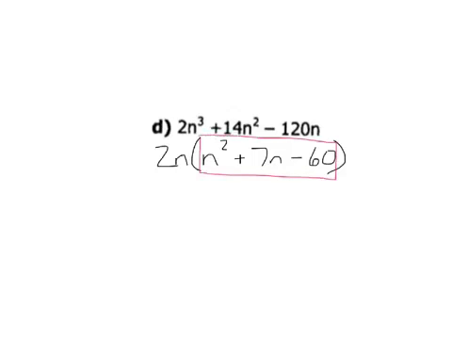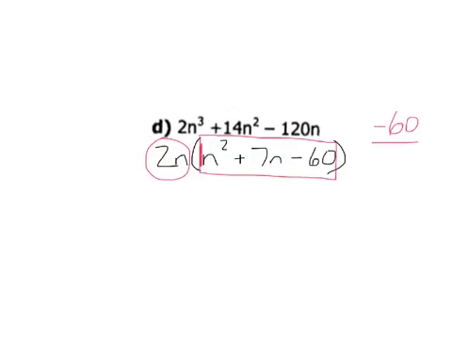Now I want to factor what's inside the parentheses. So I'm going to multiply a and c together, and I get negative 60, because in this case, a is 1. Forget about the 2n for right now. That's going to be in your final answer, but for right now, forget about it. So multiply 1 and negative 60. Find two numbers that multiply to negative 60 and add up to 7.